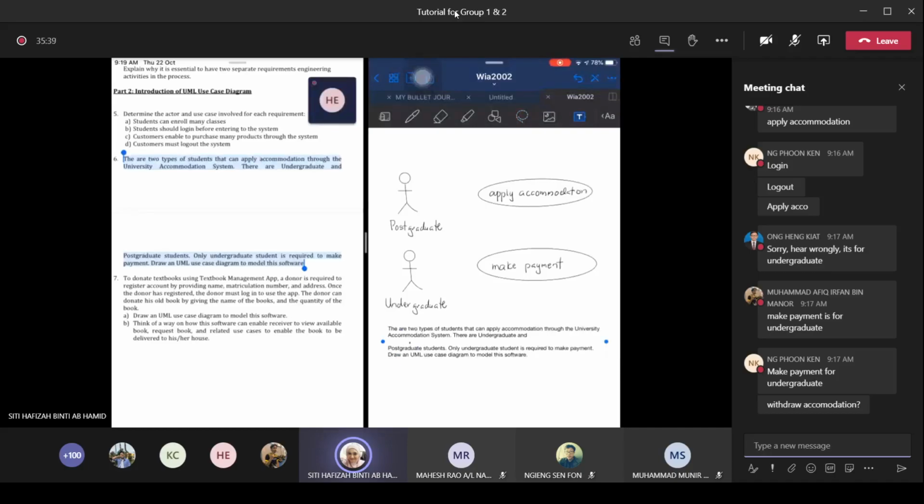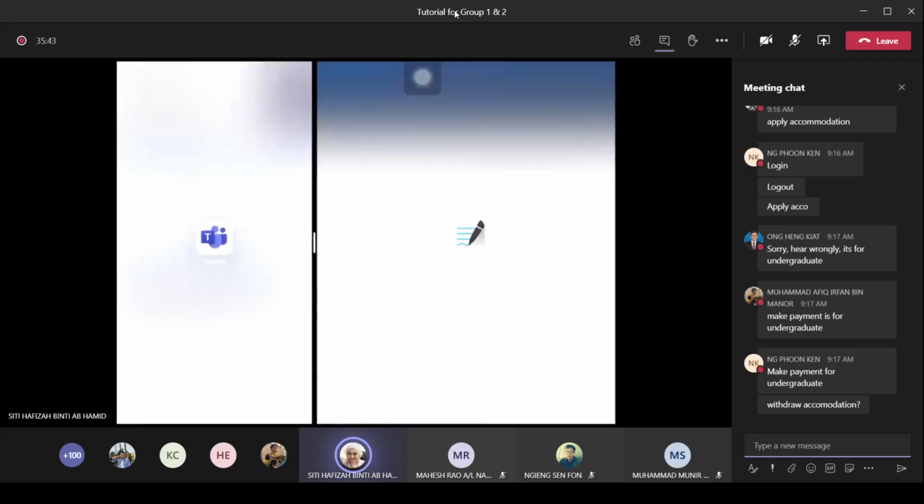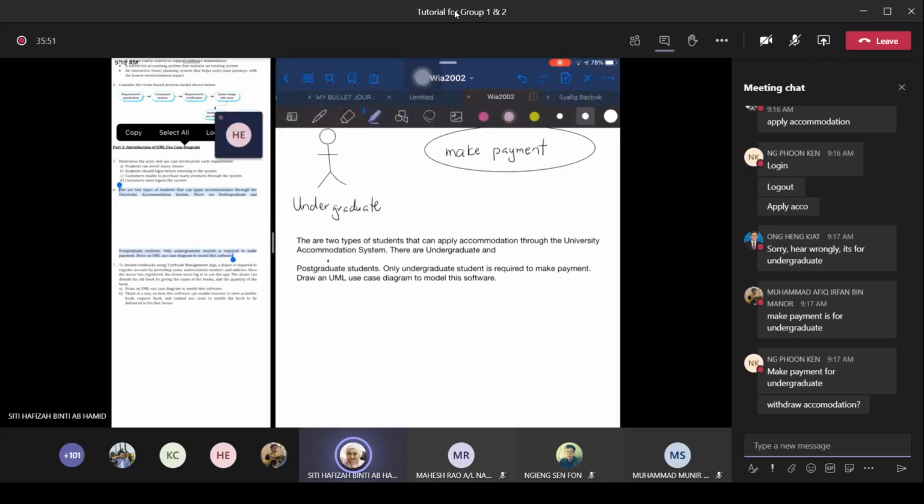Okay, if you look at this, this is the question. There are two types of students that can apply for accommodation through. When you see the word apply, then you know this is a use case, isn't it? So you know this is a use case. That's why it's quite easy for you.